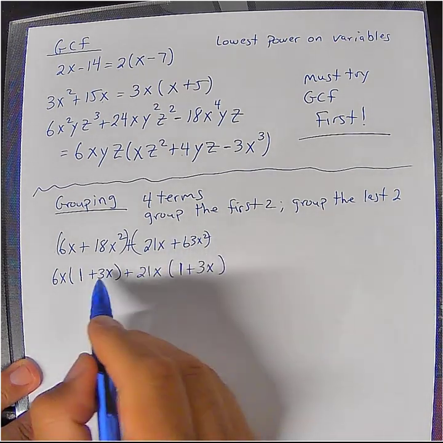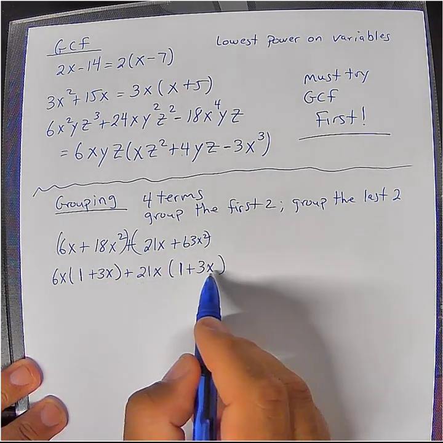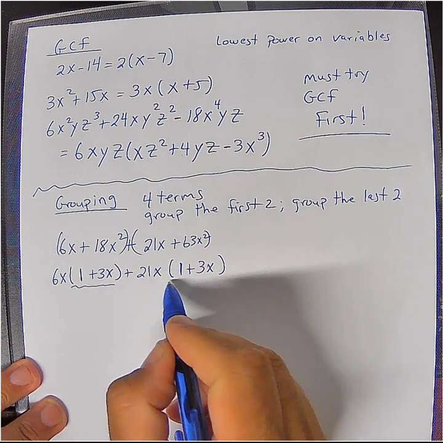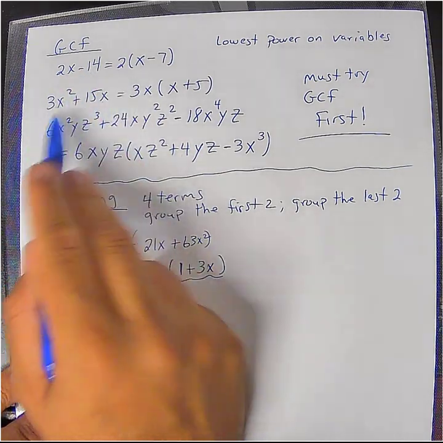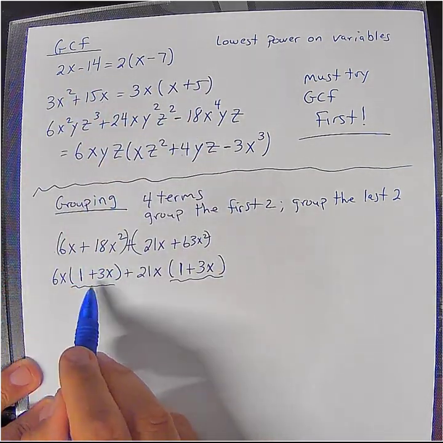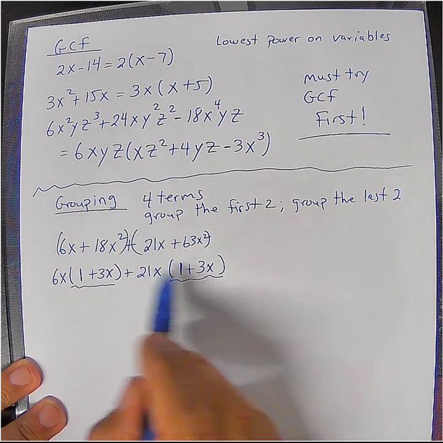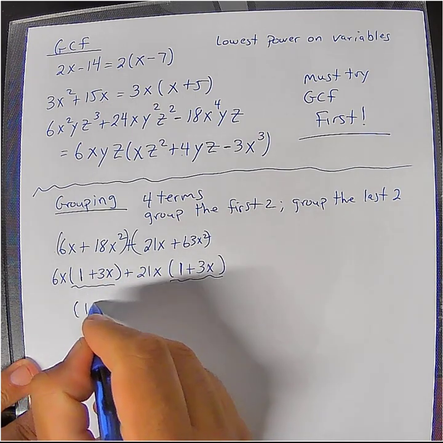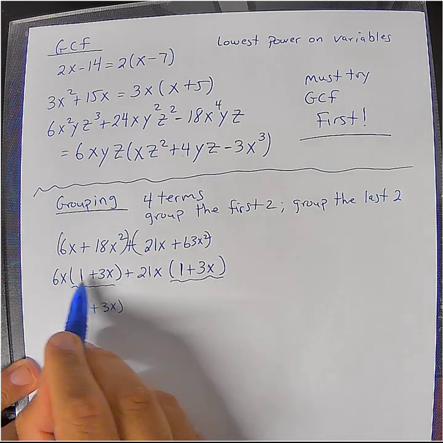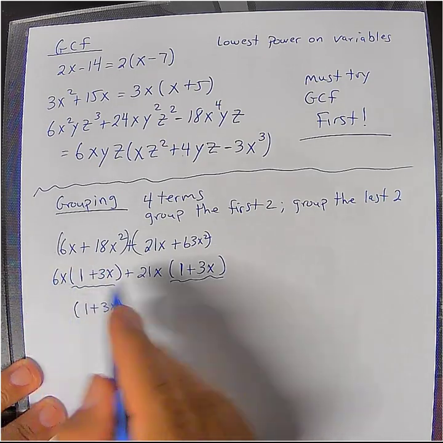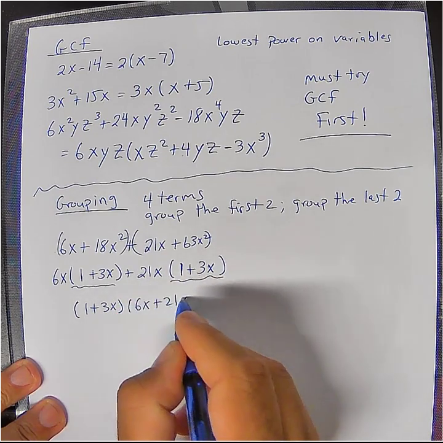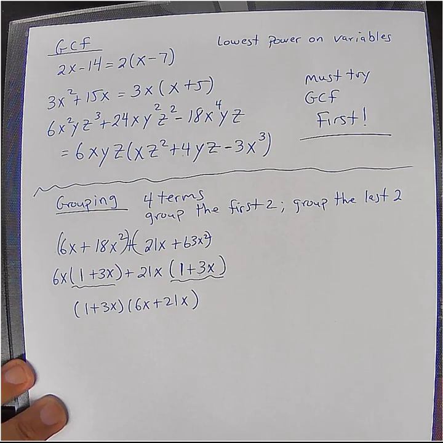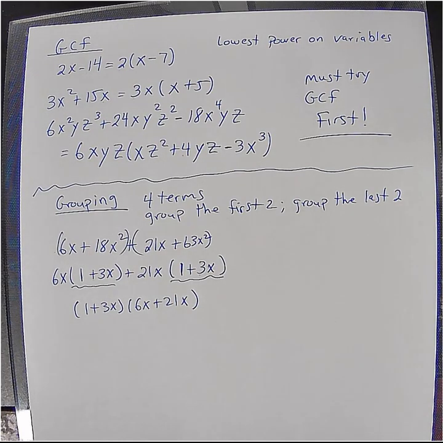So my whole thing is that we have one thing and another thing, and as you see, they still have this as a GCF. Why? Because GCF is what they have in common. This number here has this, and this number has this. Those are the same thing. So we're going to take that out. Take out the 1 plus 3x from this left side, you're left with 6x. Take out 1 plus 3x on the right side, you get plus 21x. And that's the idea for grouping. Okay?